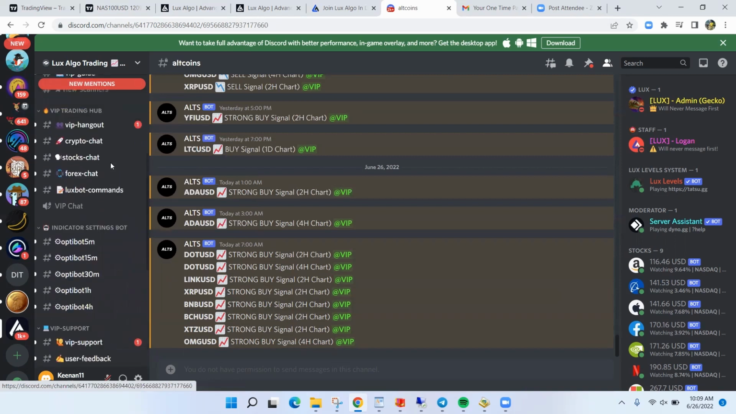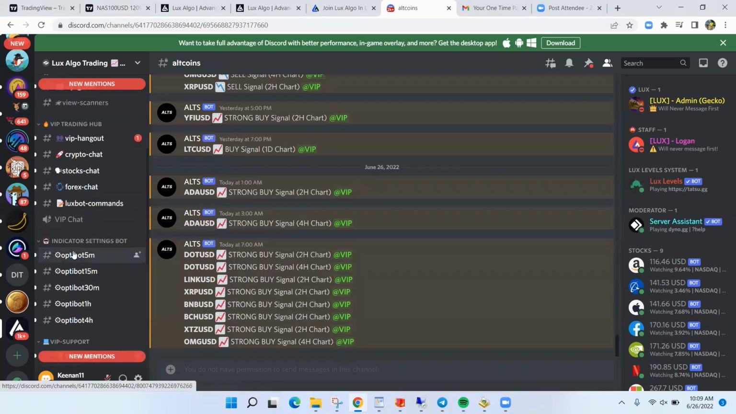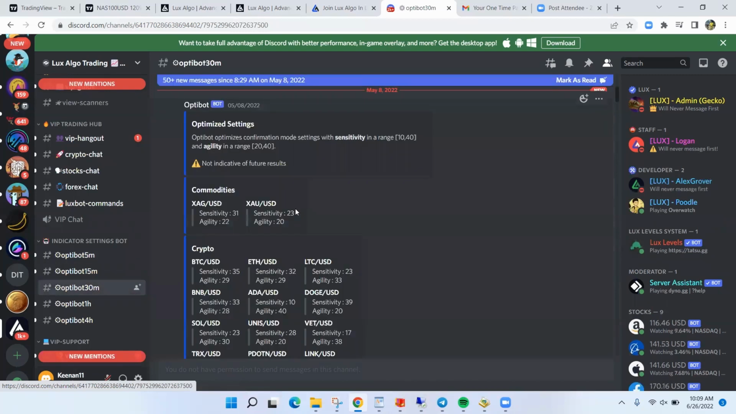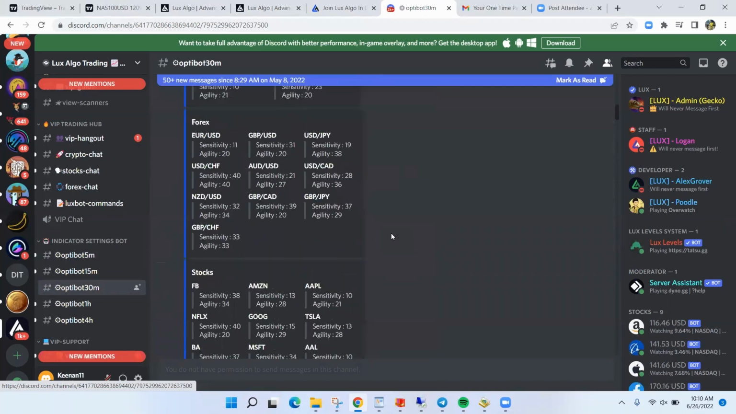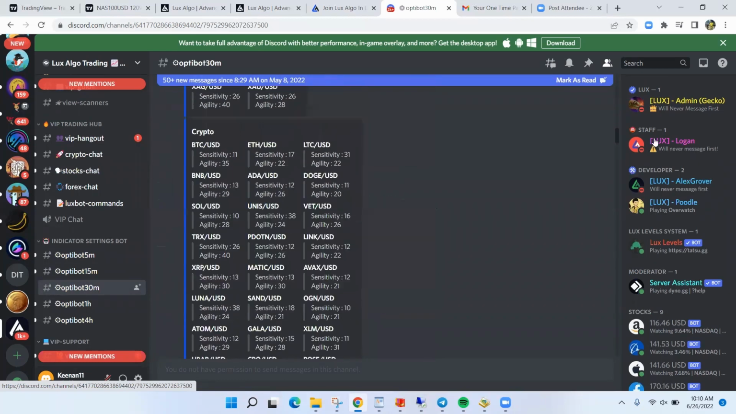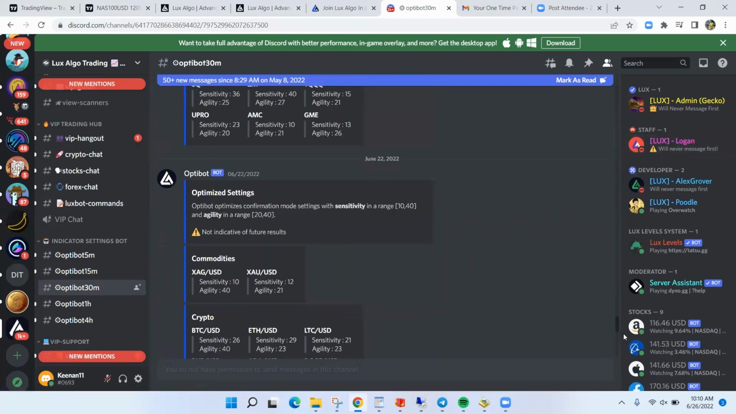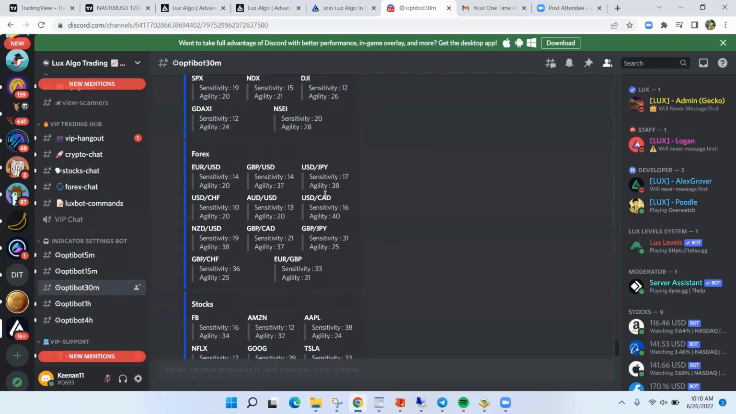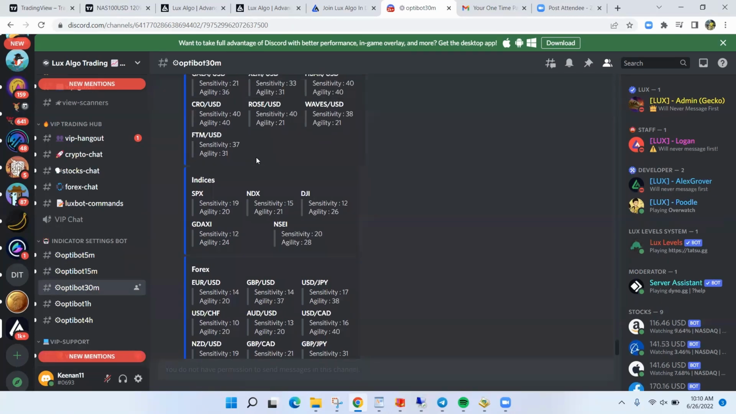The next part is the Optibot. What this does is it gives you settings based off of each pair. So if you want to get really, really specific, it'll actually scan and see what's the highest probability and do backtesting in the background, and give you the highest probability settings that you can put for each currency or stock, whatever you enable in the scanning or signals bot.